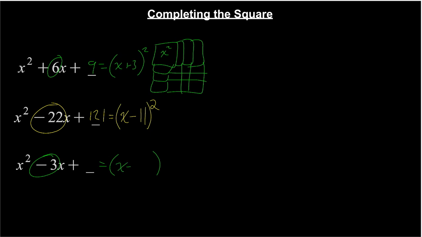So we're going to do 3 divided by 2. 3 divided by 2 is 1.5. All right, well, now to figure out what I need to complete the square, I've got to square 1.5. Well, 1.5 is kind of like 15, and we should know that 15 squared is 225. So if 15 squared is 225, then that means that 1.5 squared is 2.25. So x squared minus 3x plus 2.25 is equal to x minus 1.5 quantity squared.